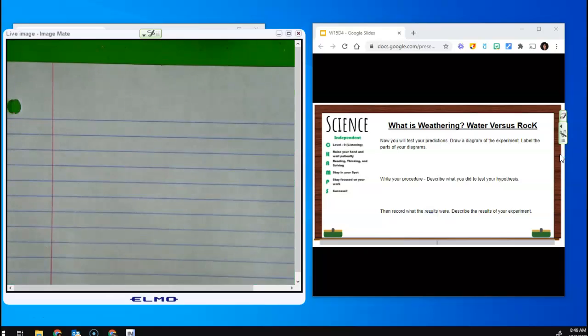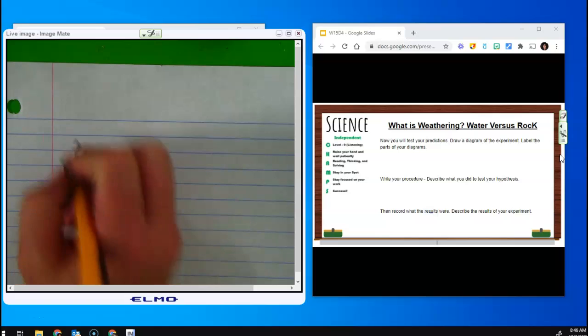It's not a fancy drawing. So you are drawing this in your Cami file, yes? Nod, yes. You are drawing this in your Cami file, yes? Because you're going to hit submit in a second, yes?